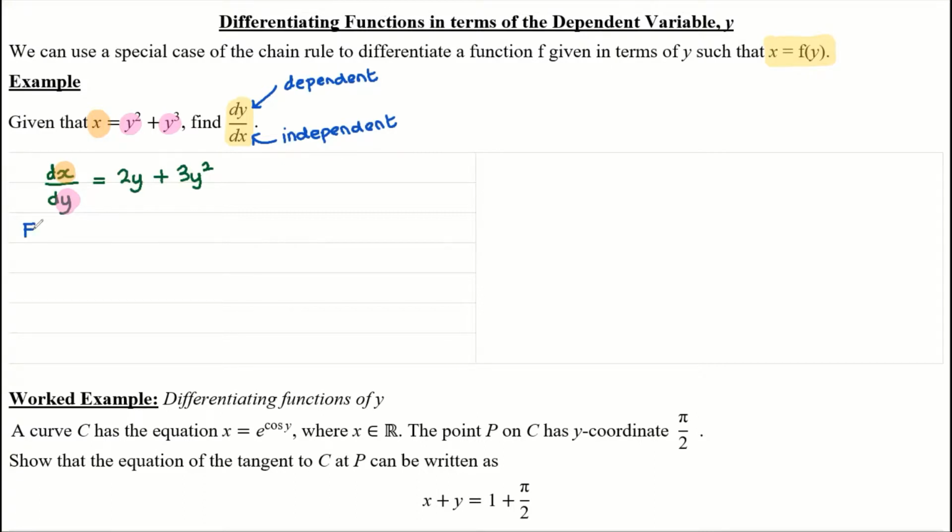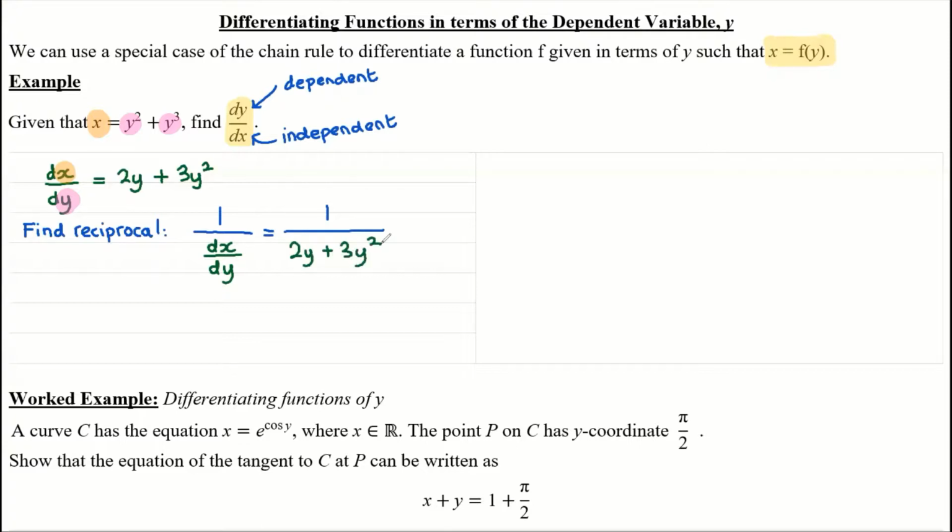So we're going to find the reciprocal. So in finding the reciprocal, we're going to have 1 over dx by dy, which is on the left. This is the left-hand side of this derivative. It is going to equal 1 over the right-hand side. Okay, so there we have it.